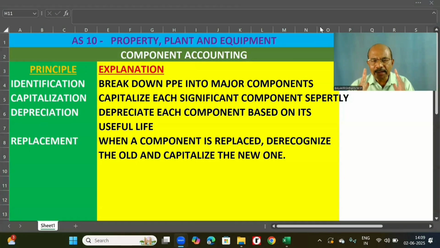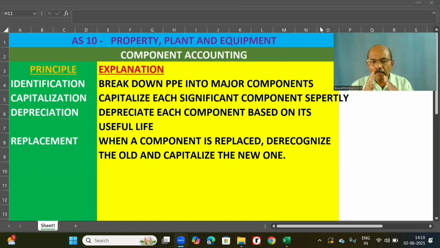Now let us check when component accounting is mandated. First of all, when the cost of a component is significant. Thereafter, when the component has a materially different useful life. Therefore, materiality and judgment play a role. Not every part needs to be accounted for separately. Only significant components. Okay. Now, Accounting Standard 10 versus Schedule 2 of the Companies Act.